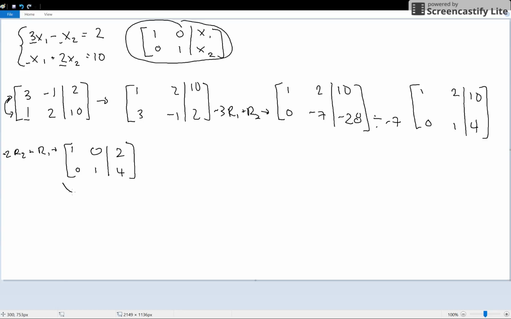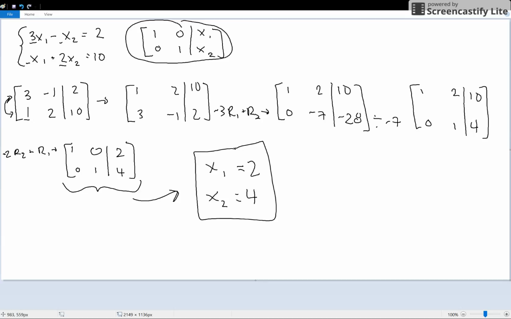That means, using this, x1 equals 2 and x2 equals 4. And that is the answer to our system.